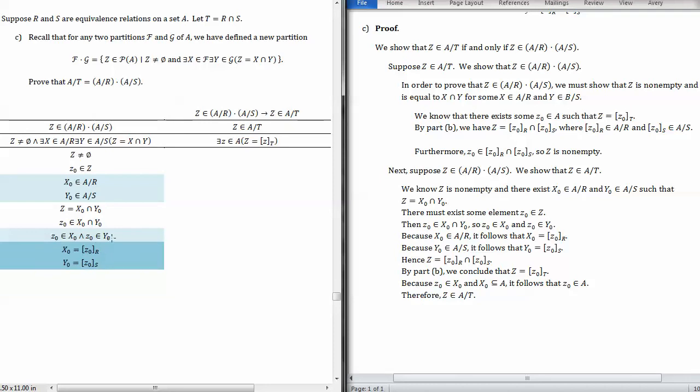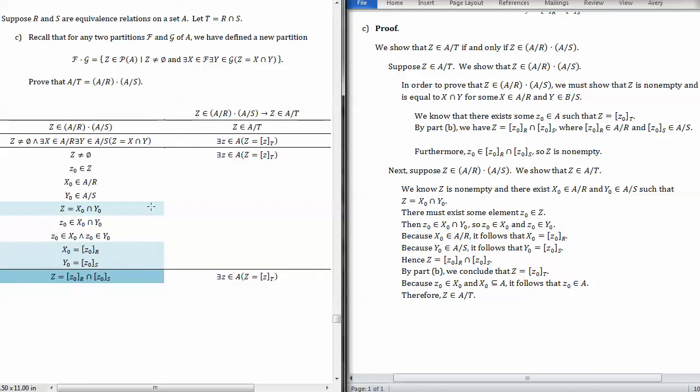And similarly, because z naught is in y naught, and y naught is an equivalence class with respect to S, y naught must be the equivalence class of that element. There's a couple steps there that are hidden, but I think that's pretty believable, and you can fill in the missing step or two if you like. All right, so that means we're just about there, because we can replace the x naught and y naught in this equation to get that capital Z is the intersection of these two equivalence classes. And then finally, using part B, we know that that intersection is just the equivalence class of little z naught with respect to t.